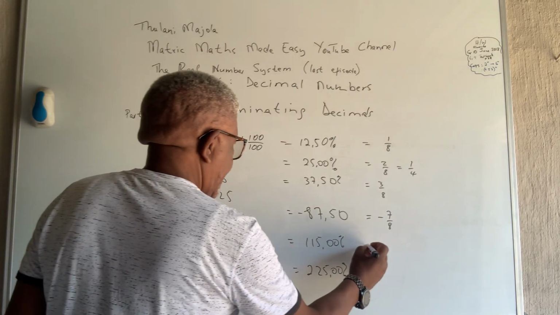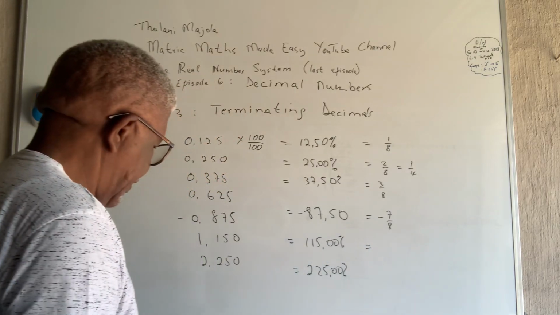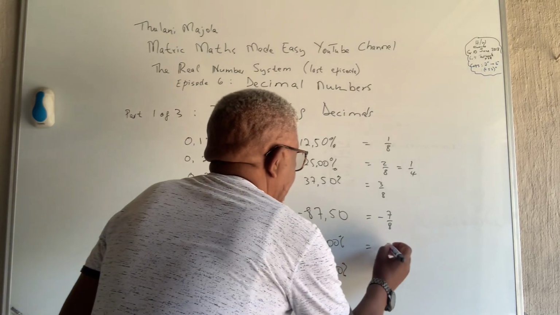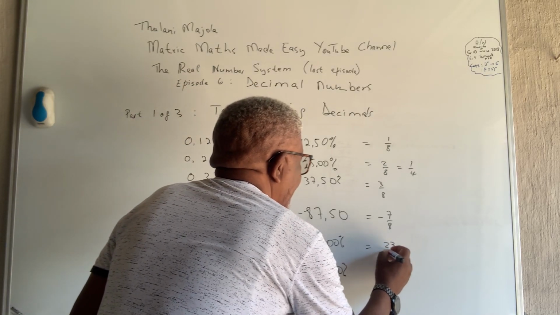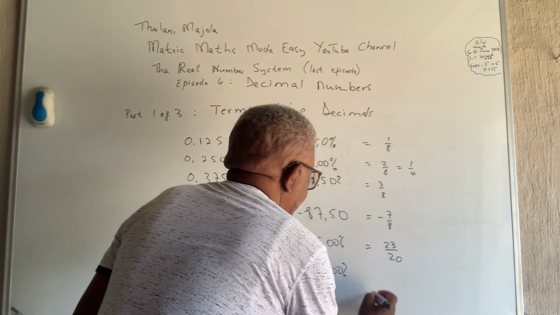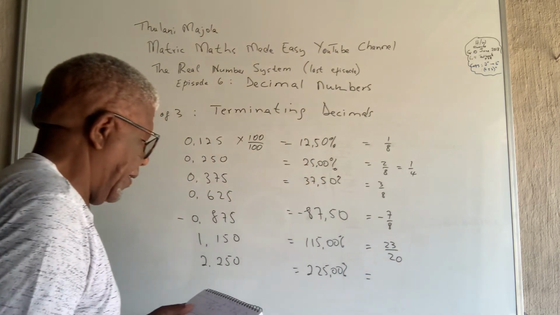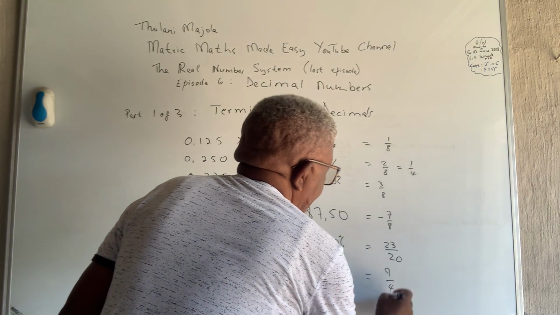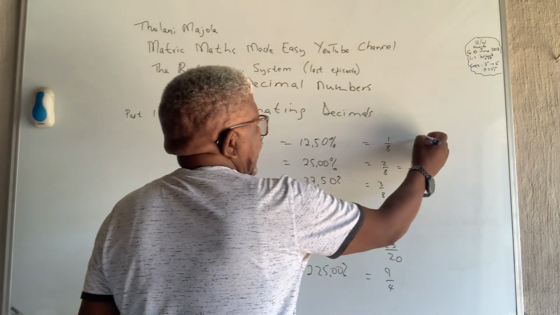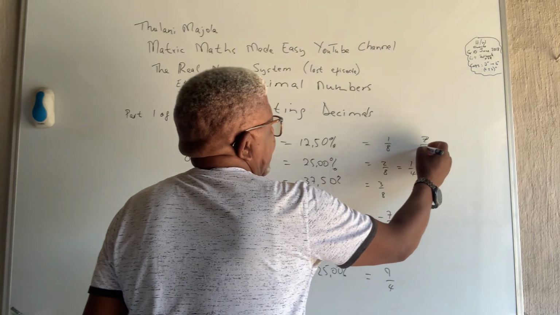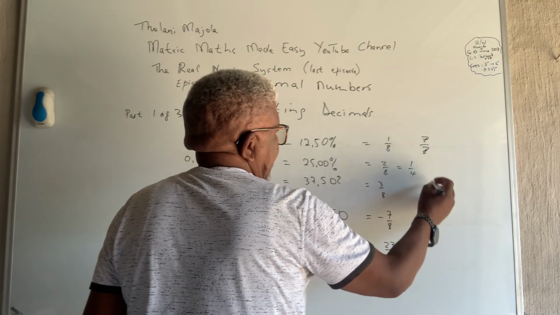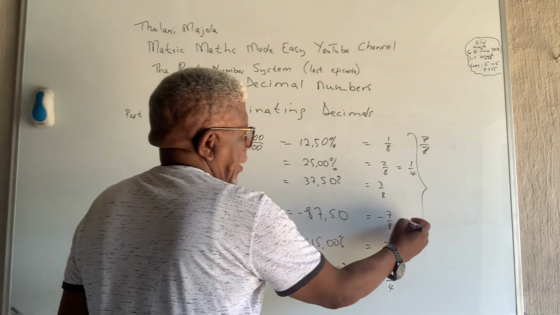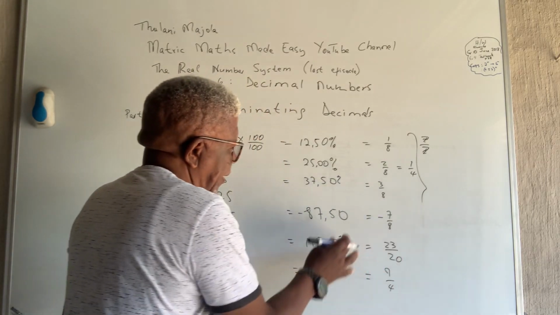And this, what is this? 1.15 is 23 over 20. And finally, this one is actually 9 over 4. Integer over integer. All of these, integer over integer. Even this one is an integer.